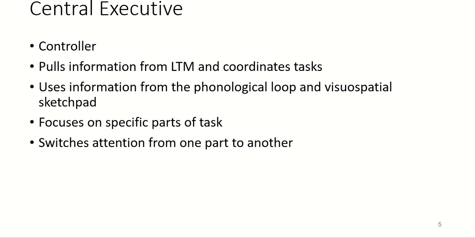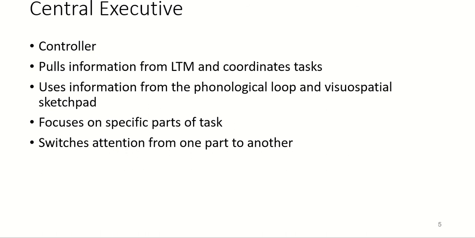Executive processes are manifold, and they involve regulating our behaviors, sequencing our behaviors, generally controlling what we're up to in the world. So the central executive is a form of that. It's a controller. It can access long-term memory to activate information in long-term memory. It can actually send tasks to either the phonological loop or the Visuospatial Sketchpad. It can focus on specific aspects of the task, and it also can switch attention between different parts of the task and back and forth.